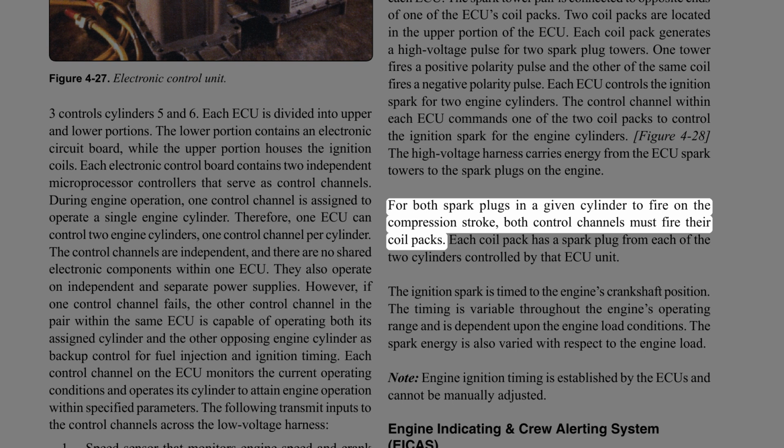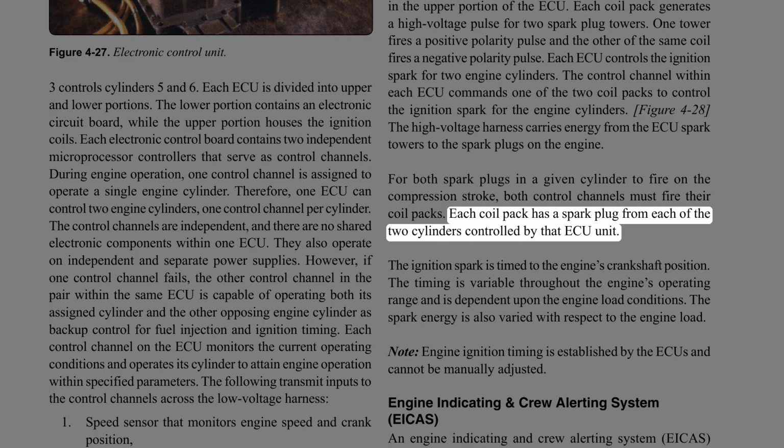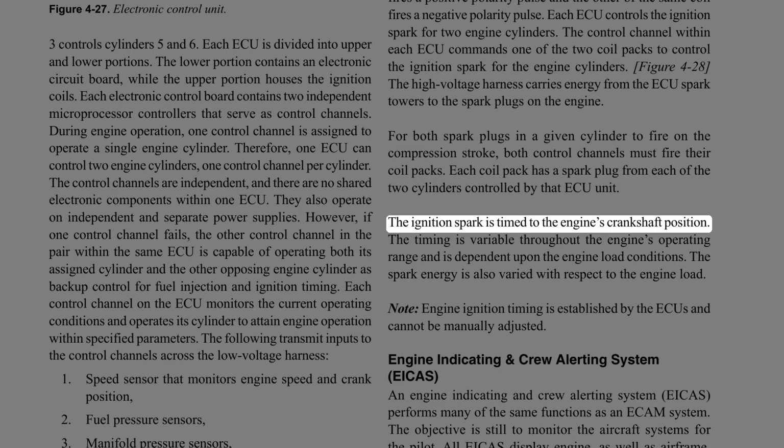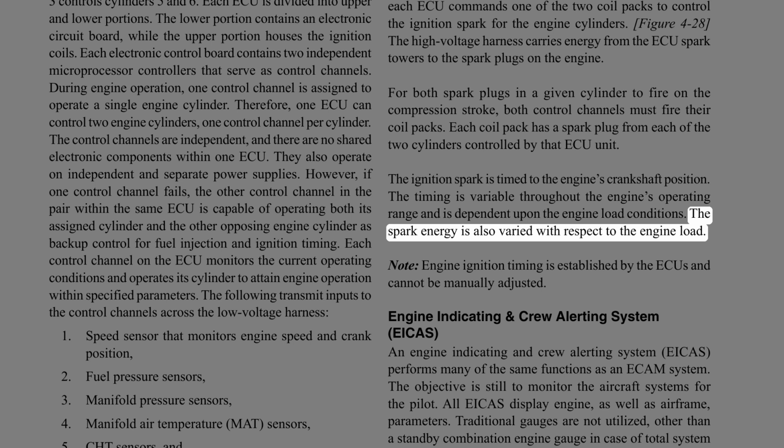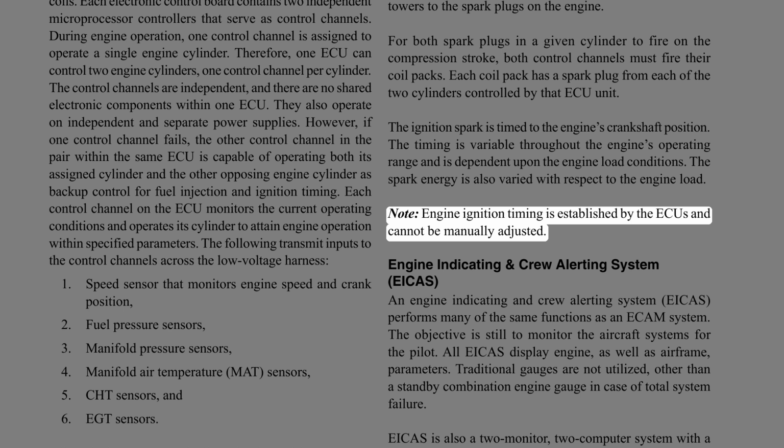For both spark plugs in a given cylinder to fire on the compression stroke, both control channels must fire their coil packs. Each coil pack has a spark plug from each of the two cylinders controlled by that ECU unit. The ignition spark is timed to the engine's crankshaft position. The timing is variable throughout the engine's operating range and is dependent upon the engine load conditions. The spark energy is also varied with respect to the engine load. Note: engine ignition timing is established by the ECUs and cannot be manually adjusted.